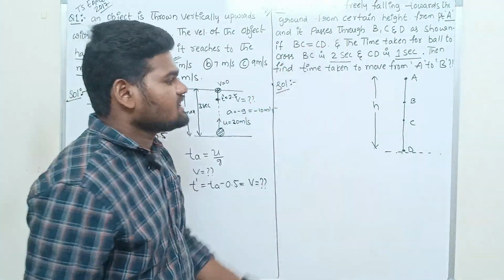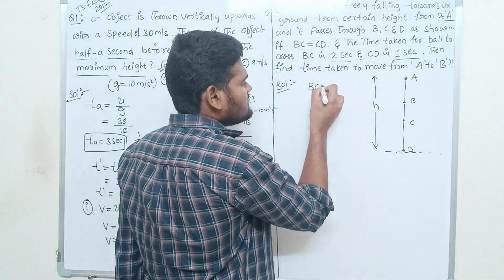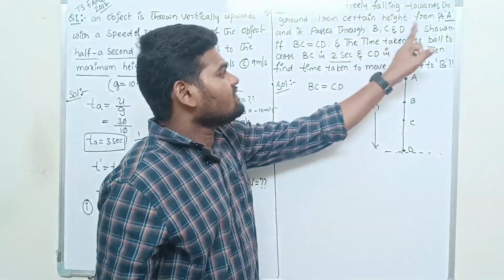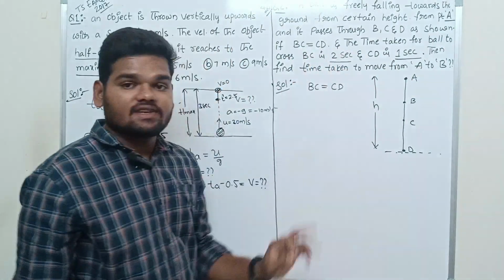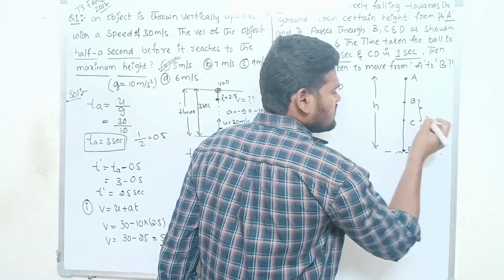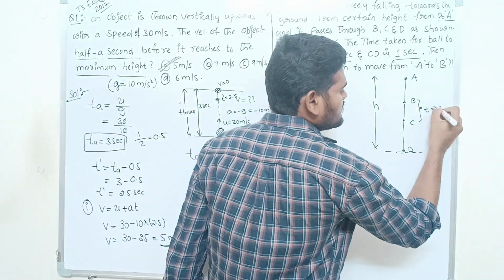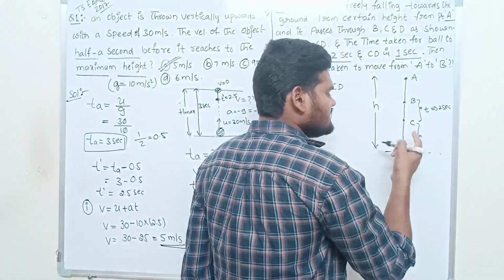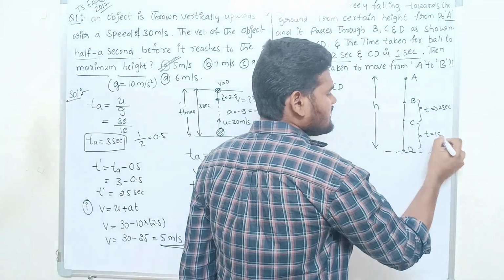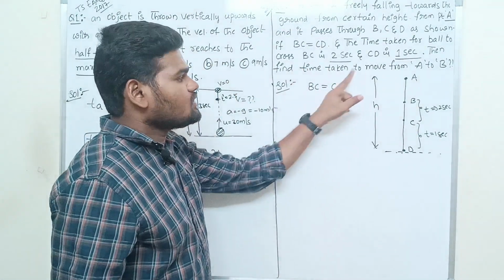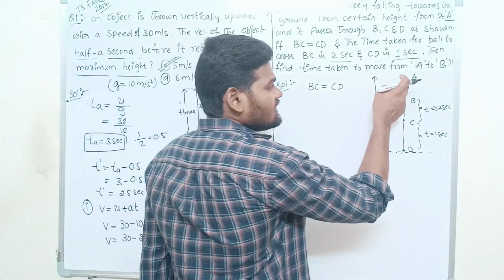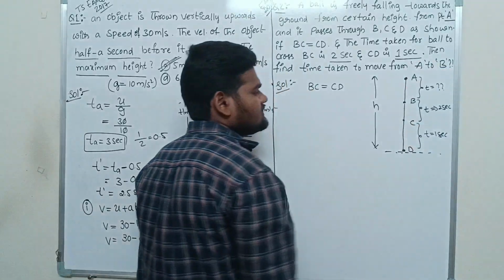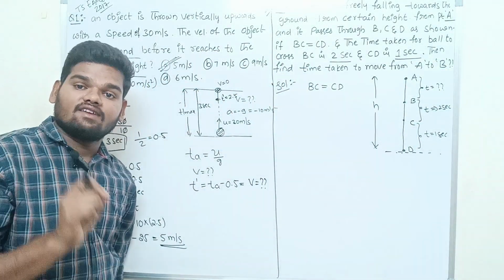If BC is equal to CD, what are they given? The distance BC is equal to CD, and these two distances are the same. The time taken for the ball to cross BC is 2 seconds, so the time taken to move from point B to point C is 2 seconds. For CD it is 1 second, the time taken to reach from C to D. Then find the time taken to move from A to B. What are they asking? The time taken by this ball to reach from point A to point B. So this is what is given in the question.